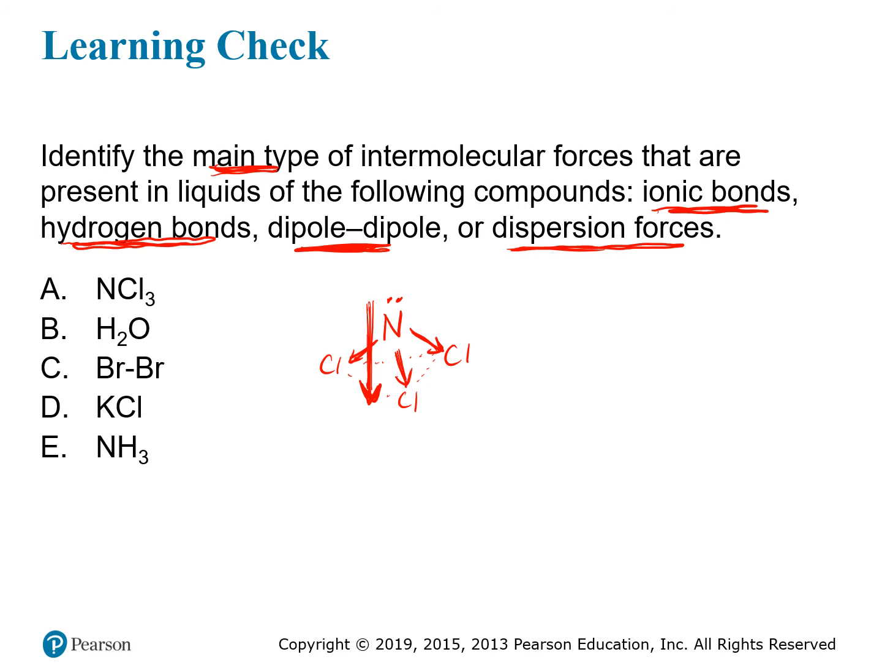Okay, so it doesn't do ionic bonds, right? This is not an ionic compound, so we don't have to worry about ionic bonds. There's no hydrogens anywhere in the molecule, so clearly it can't do hydrogen bonding. But we see that it is polar due to its shape and the polarity of the bonds, and so it can undergo dipole-dipole forces. Okay, so the answer for NCl3 is dipole-dipole.